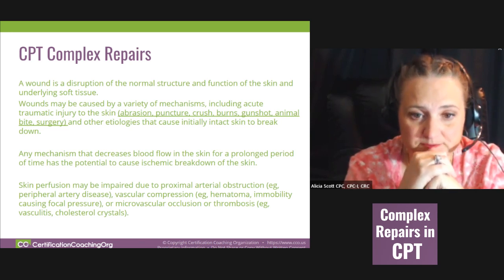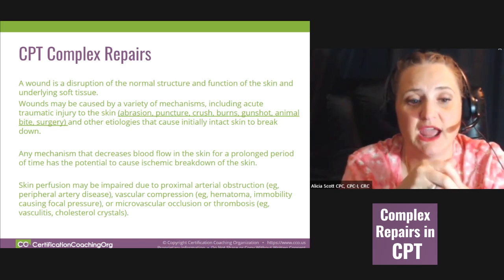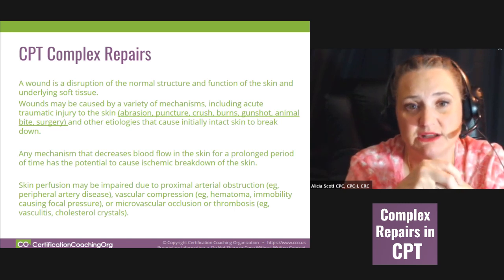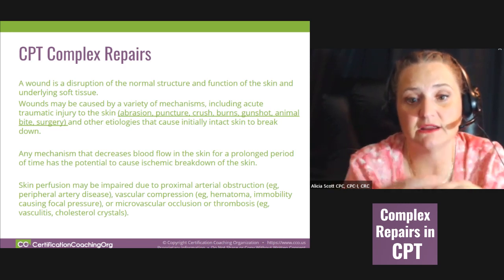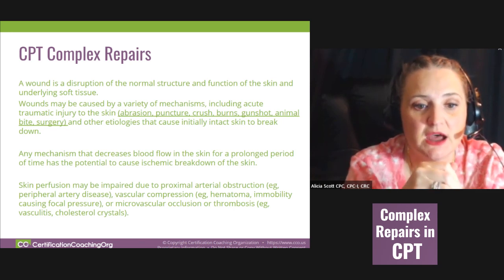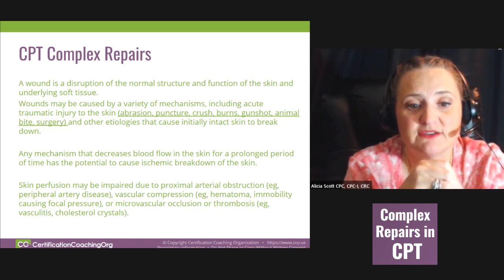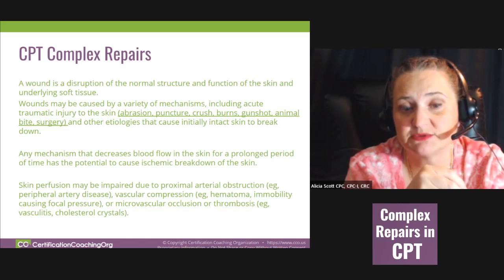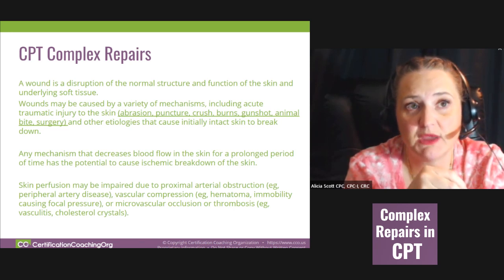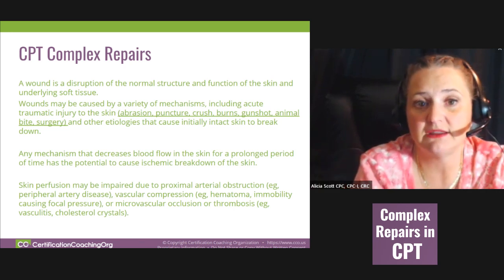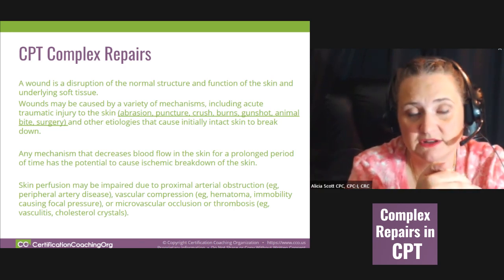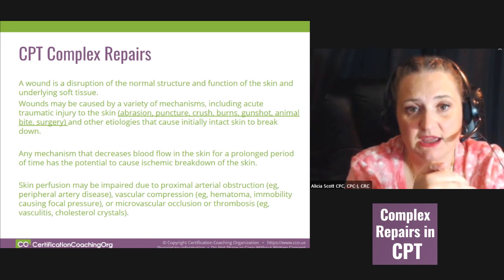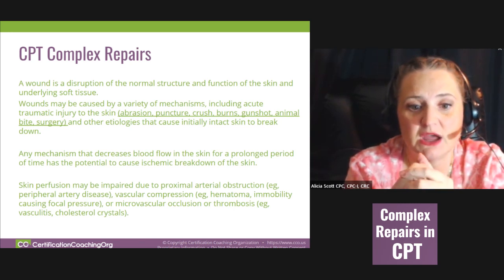letting that stay open and heal from the inside out. Also, you can have ischemic breakdown of the skin, meaning we're not getting vascularization. Perfusion, we have to look for that. It could be impaired because of proximal arterial obstruction. So maybe your person has PAD. And if they have PAD, then they're not going to heal as well, especially on extremities.